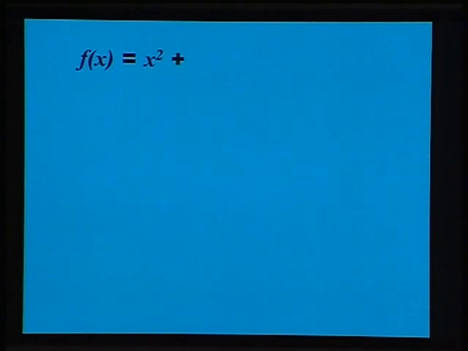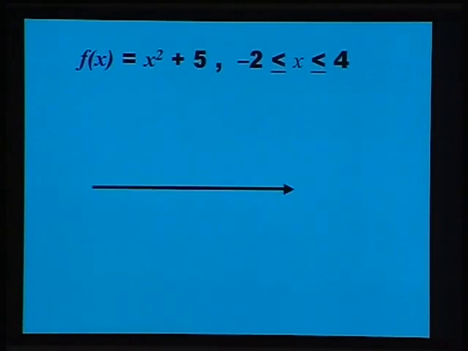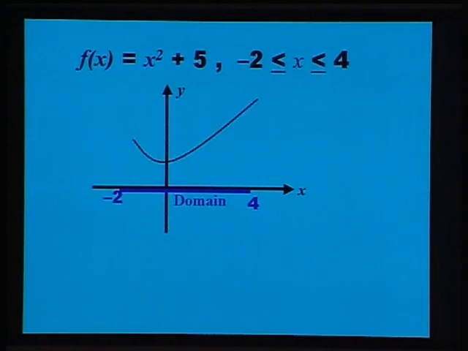If we consider the function f(x) equal to x squared plus 5, with values of x ranging from -2 to 4, we find that the shape of this graph is a quadratic. That is, it is a parabola. The domain is from -2 to 4. The graph is a parabola. The minimum value of f(x) is 5. Therefore, the range is from 5 to 21.